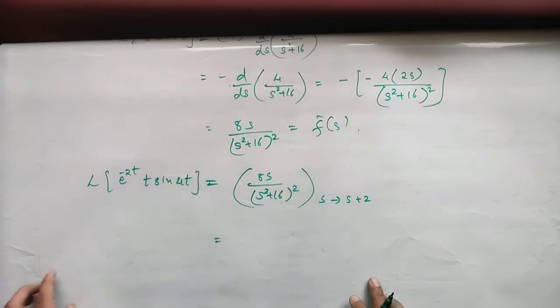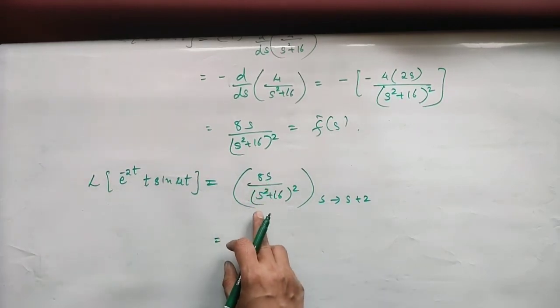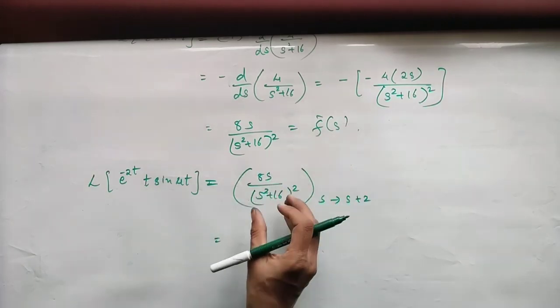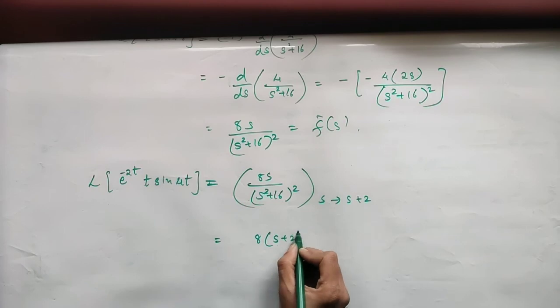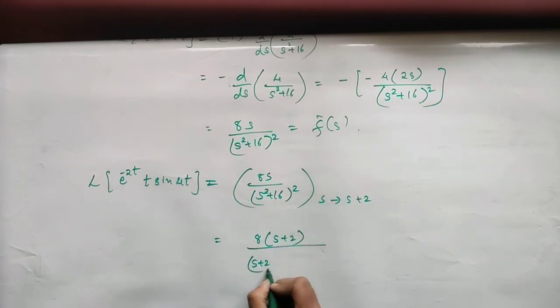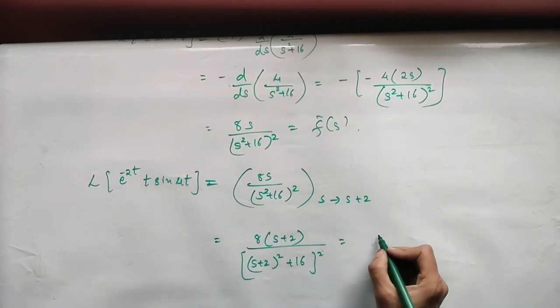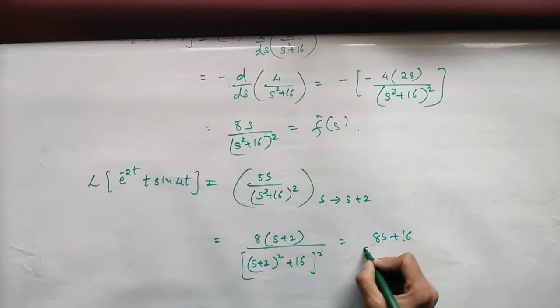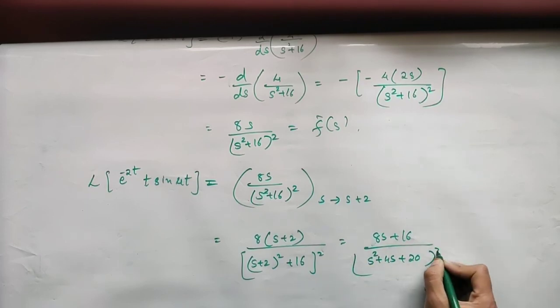So here you have e to power minus 2t, t into sine 4t, and 8s divided by s square plus 16 whole square. That is your f bar of s. Just change every s to s plus 2 here. So it is 8 into s plus 2 over s plus 2 whole square plus 16 whole square. Further, if you simplify, it will be 8s plus 16 over s square plus 4s plus 20 whole square. This is the simplified form of this solution.